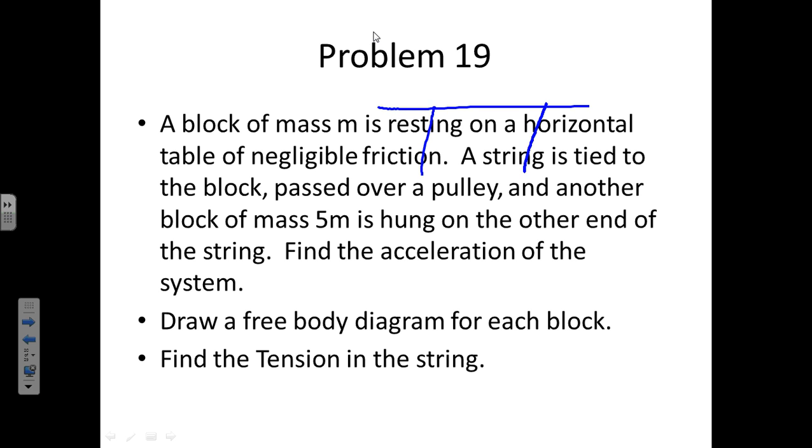This one doesn't have many numbers in it, which is the way the multiple choice section seems to be going. So we have a mass up here on the table of 1M. And it's pulley and string. And hanging on the edge of the table is a bigger mass of 5M. And we're supposed to find the acceleration of the system.